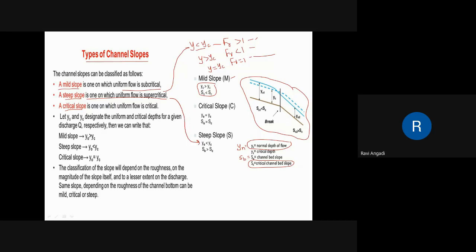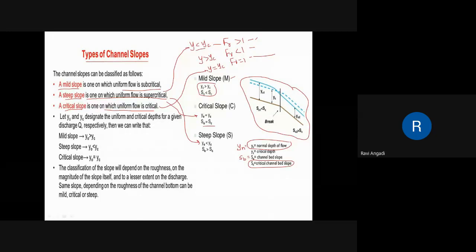Just look here. For a steeper slope, the flow will be very fast, and that flow is called supercritical flow. For that, the Froude number will be greater than 1. The condition is Y naught is less than Yc, or you can take it as Y is less than Yc, and the bed slope of the channel should be greater than the critical slope. Then the critical slope is one on which the uniform flow is critical. So this is the condition for the critical slope: Y naught is equal to Yc, or S naught equal to Sc.